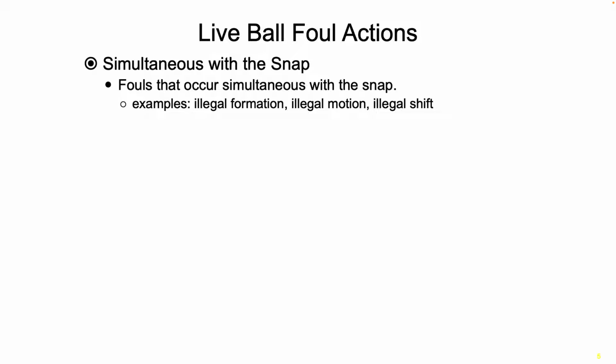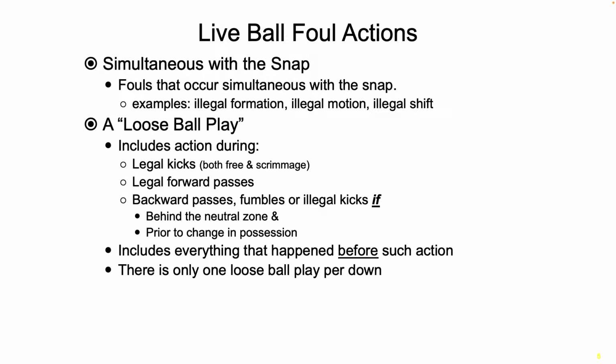The first is, was the foul simultaneous with the snap? If the foul occurs simultaneously with the snap, we have a certain enforcement spot. Some examples of those kinds of fouls are illegal formation, illegal motion, and illegal shift.